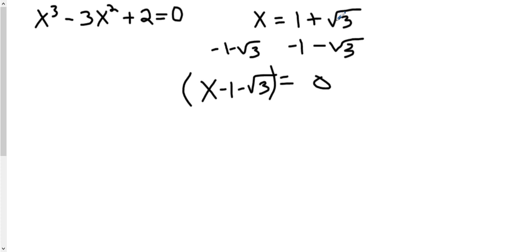X equals 1 plus the square root of 3, but the factor is this. You get the factor by getting 0 on this side. So it's a big, ugly factor. Now, if you use the quadratic formula, you've probably seen solutions like this: x equals 1 plus or minus the square root of 3.